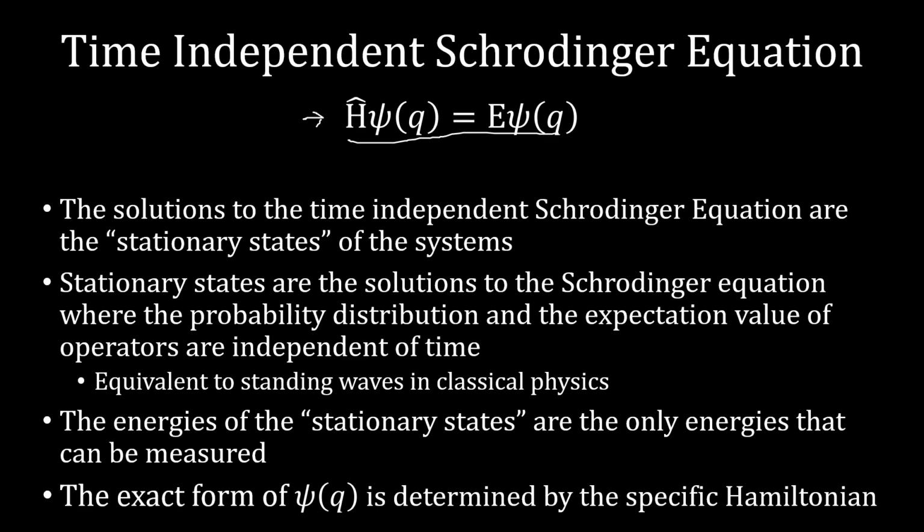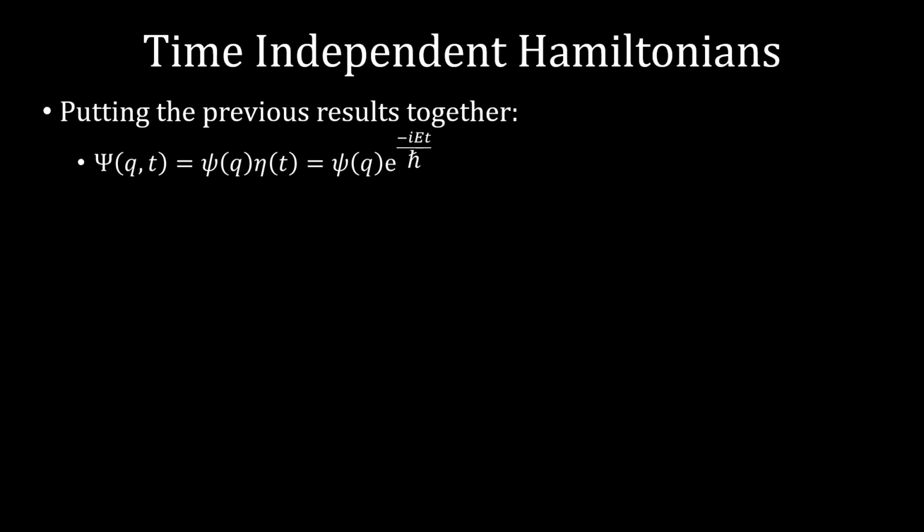So the exact form of our spatial wave function, psi of q, will be determined by the specific Hamiltonian. Let's put this together. For a single stationary state, the wave function of the stationary state is the spatial component of our stationary state times the time component. Again, psi of q, our stationary state, is determined by our particular Hamiltonian, but regardless of the Hamiltonian, the time component will be e to the negative iEt over h bar, where E is the energy of our stationary state.